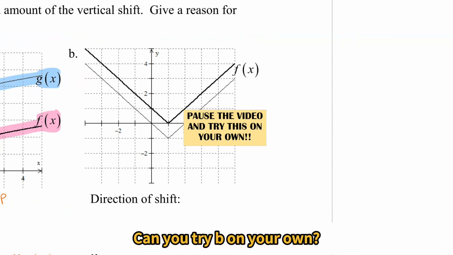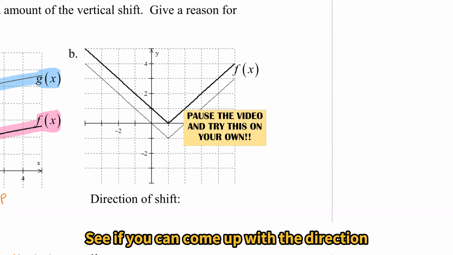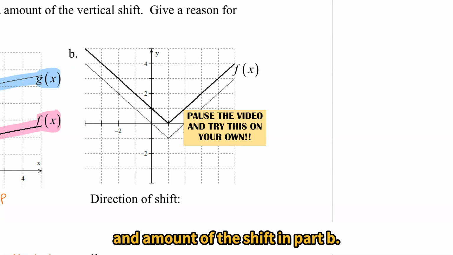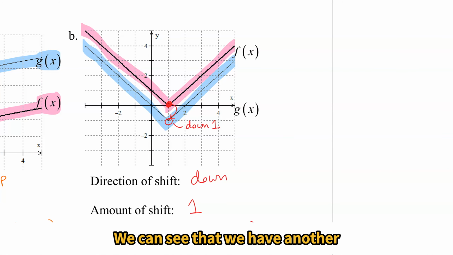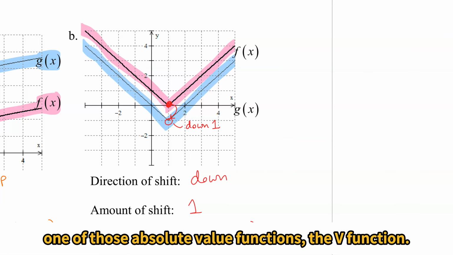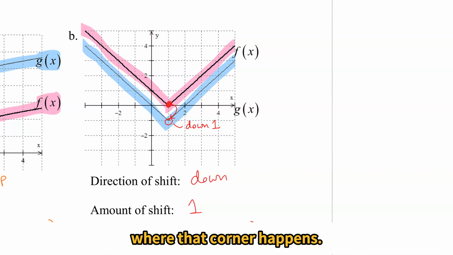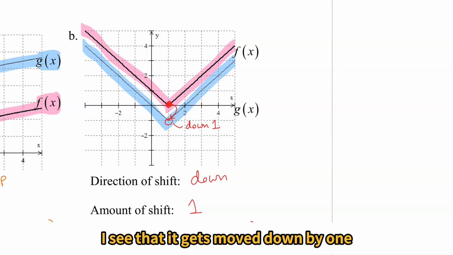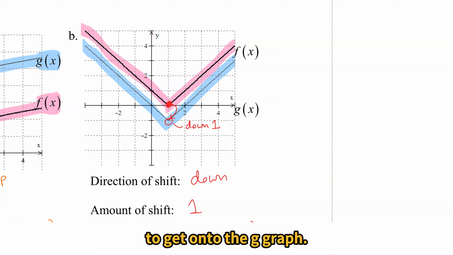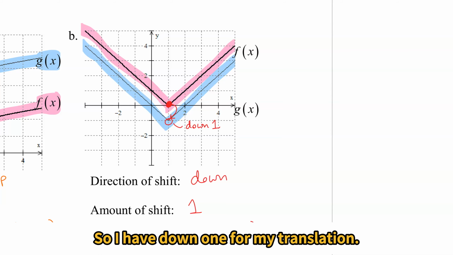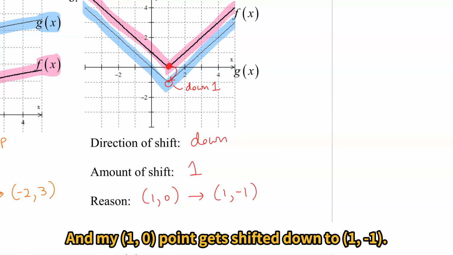Can you try B on your own? See if you can come up with the direction and amount of the shift in part B. For part B, we can see that we have another one of those absolute value functions, the v function. If I take this vertex, the point in the middle where that corner happens, at 1, 0, I see that it gets moved down by 1 to get onto the g graph. So I have down 1 for my translation, and my 1, 0 point gets shifted down to 1, -1.